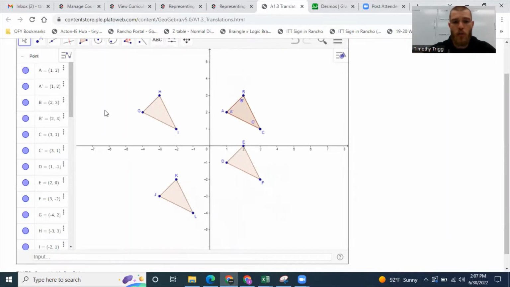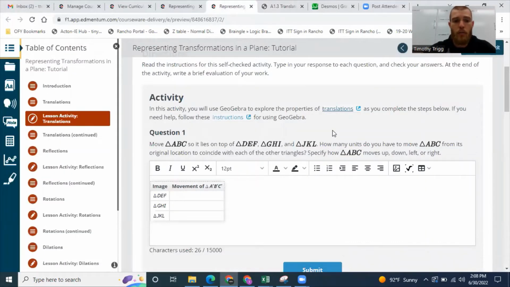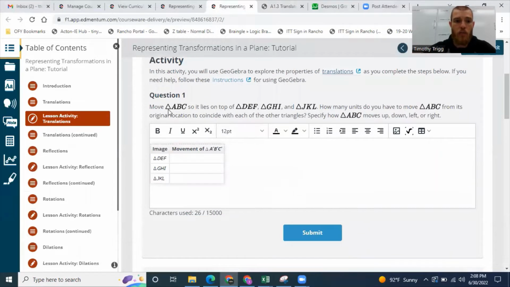All these triangles are the exact same. And this is an important concept in geometry, is when 2 shapes or 2 figures have the exact same measurements, we call them congruent. So I can say that these 4 triangles are congruent to each other. Okay. Now let's talk about what translations are all about. So let's go ahead and go to question 1.